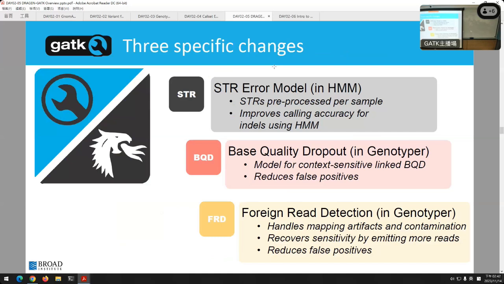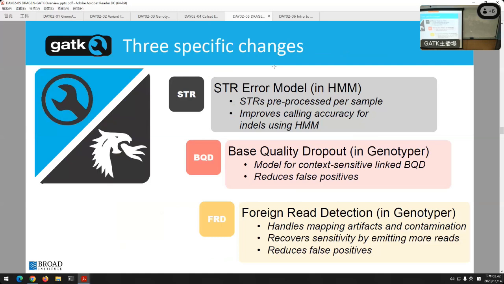The STR model I mentioned up there, again, I'll go over in much more detail in the very next slide what that is. It is modeling regions like I mentioned before, where you have a lot of repeats that are hard to map to. It's something you do in pre-processing, and it directly feeds in and modifies the hidden Markov model a little bit. The other ones there, base quality dropout and the foreign read detection, they come in the next stage in the genotyper.